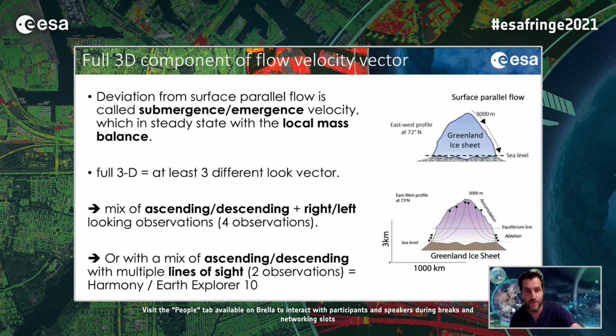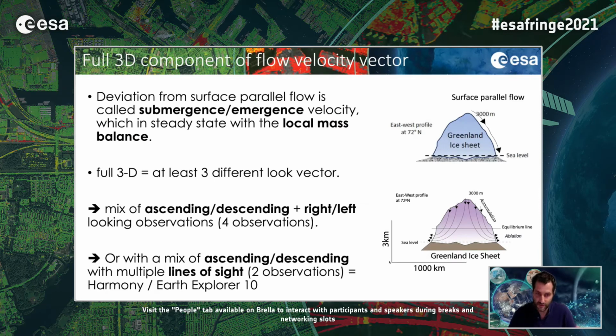So right now we're using surface parallel flow. Deviation from this surface parallel flow is called emergence or submergence velocity, and it's in steady state with the local mass balance. Right now we could do it with a mix of ascending, descending, and right and left sensor. We mix 4 observations, which is complicated to do.